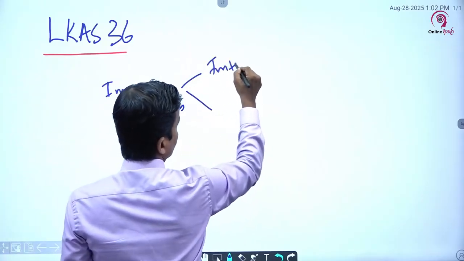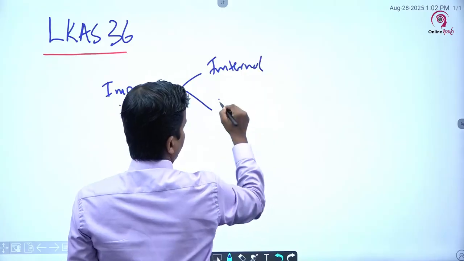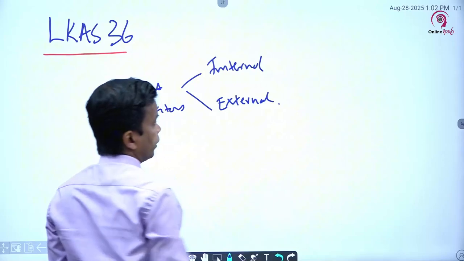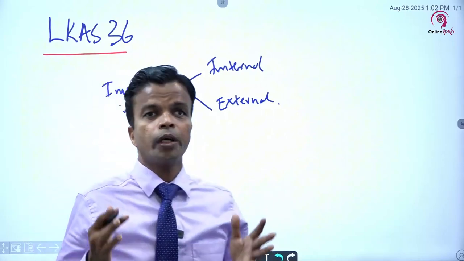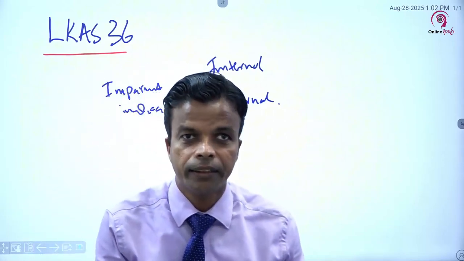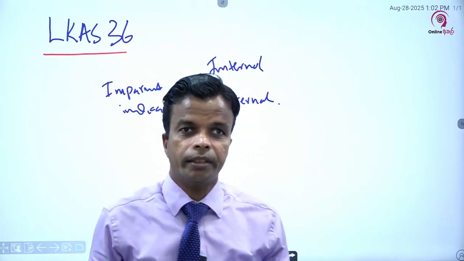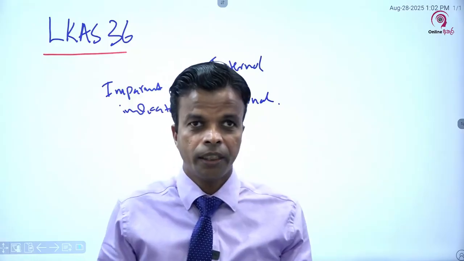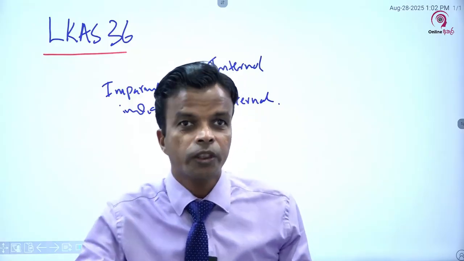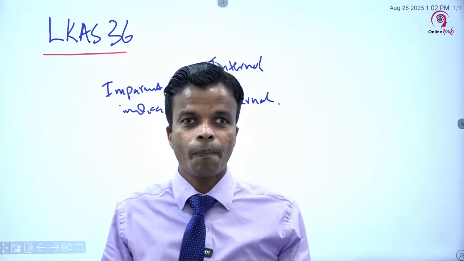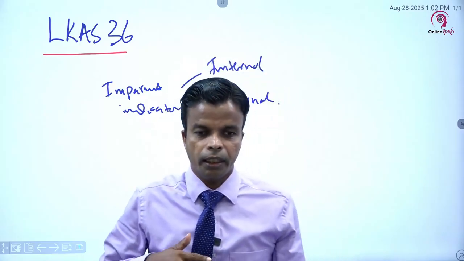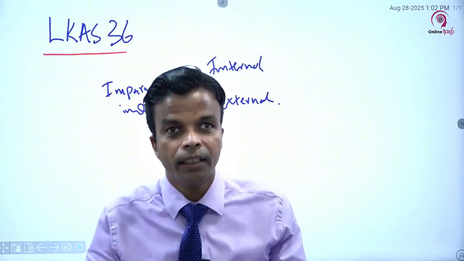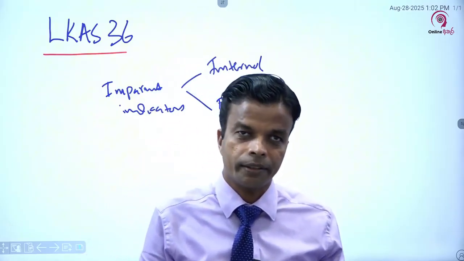Internal and external. So impairment indicators, you have two types of indicators, internal indicators and external indicators. Internal indicators: wear and tear of assets, losses, continued losses from the business, slow moving or slow production, idle assets. Those are the internal indicators.